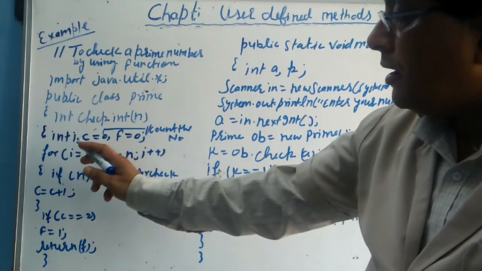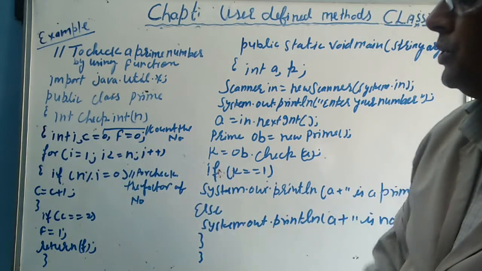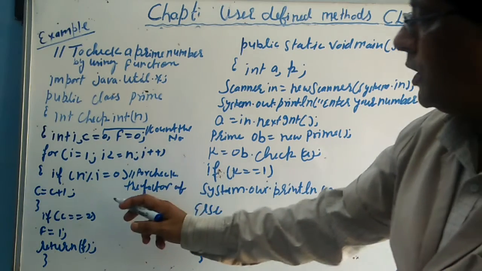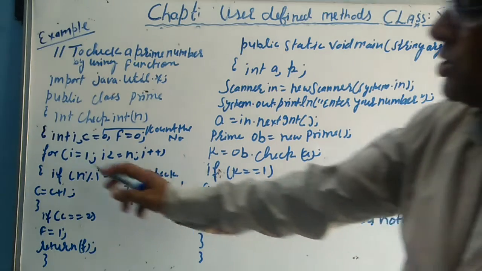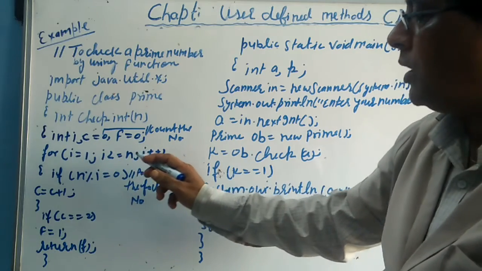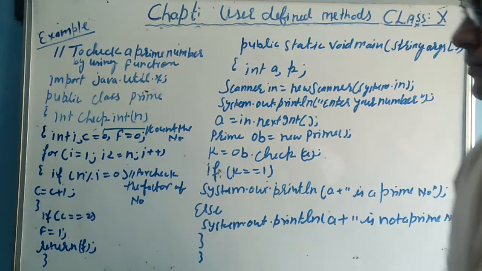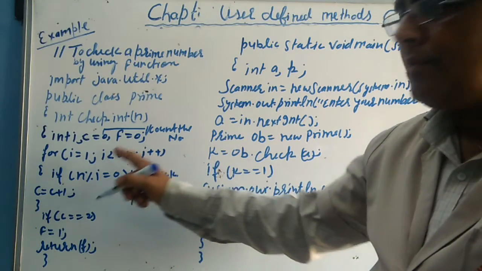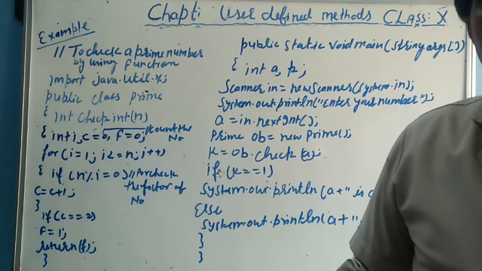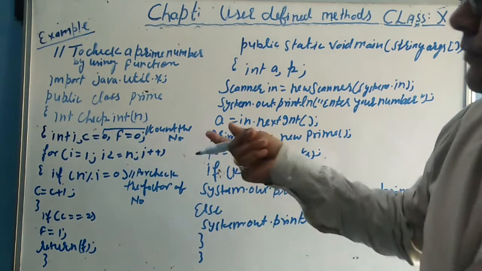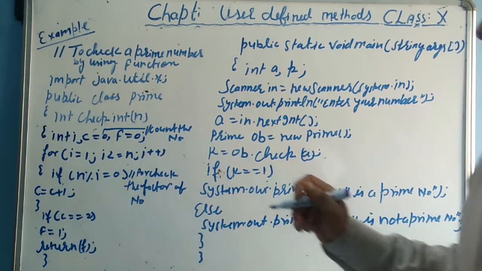Integer i for the loop, c for the counter and f also for the counting. Now for loop: for i equal to 1, i less than or equal to n, and i increases. It means the value of i will start from 1 and go up to n. However many numbers we give, it will check one by one.